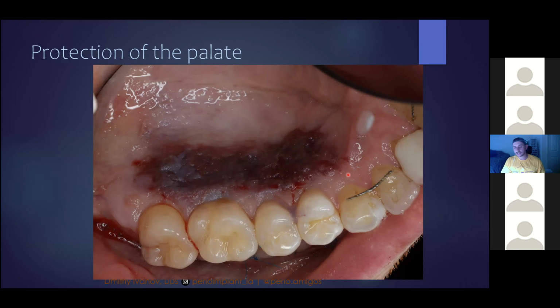Next step is to protect your palate. Once the graft is secured, we want to protect the palate. There's many ways to do that. I generally prefer using periacryl. So periacryl is like a gum super glue.